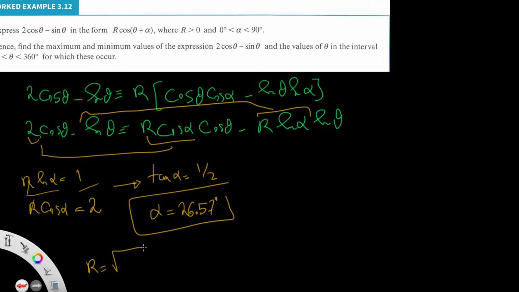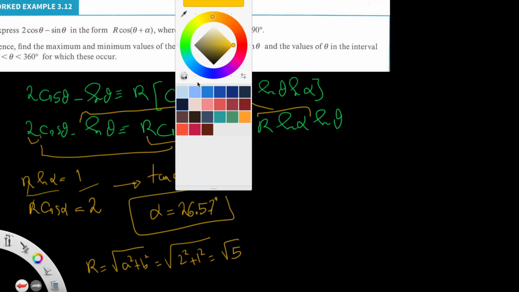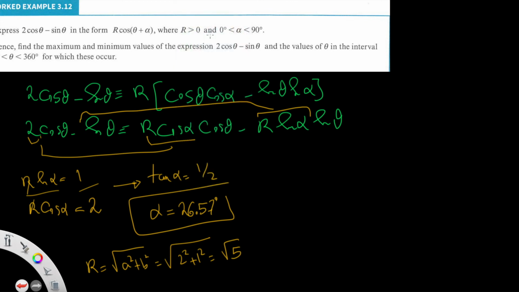r is root of a squared plus b squared. Again, you can replace this value of alpha in one of these equations to find r, or you can use this formula. r is the square root of a, which is 2 squared plus 1 squared, will be root of 5. So our expression turns out to be r, which is square root of 5, cosine of theta plus 26.57 degree.